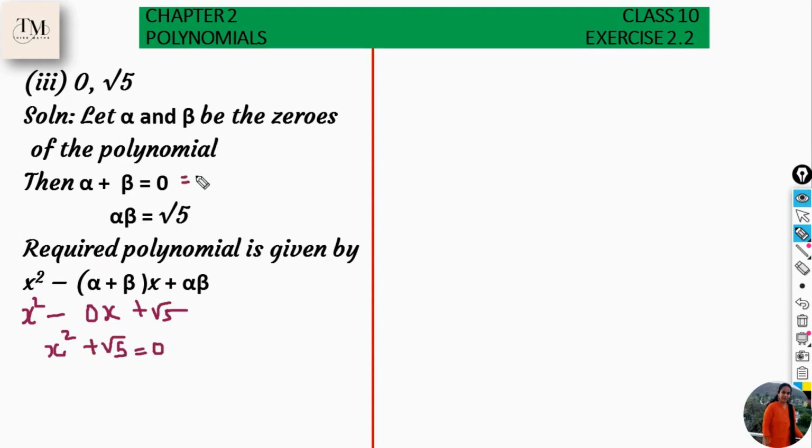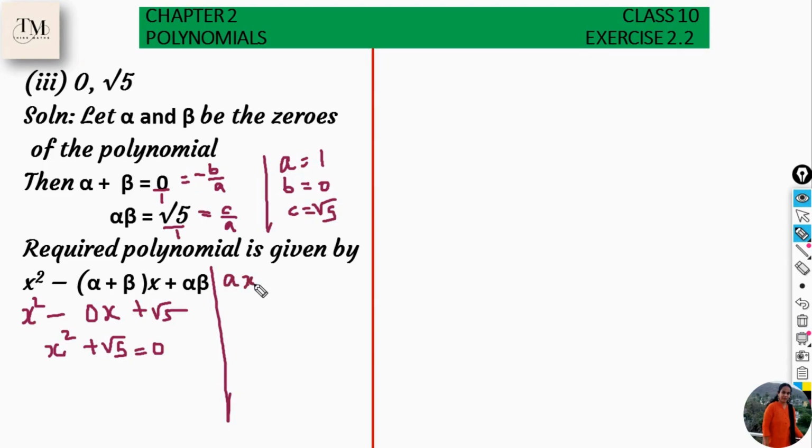So in the same way, alpha plus beta is equal to minus b by a, and alpha beta is equal to c by a. So here 0 by 1, here root 5 by 1. So in both the cases, a is equal to 1. So minus b is equal to 0, so b is equal to 0. Here c is equal to root 5. So the general quadratic polynomial is of the form ax square plus bx plus c. So a is equal to 1, so 1 into x square is x square. Here b is equal to 0 and c is equal to root 5. So x square plus root 5. So this is the required polynomial.